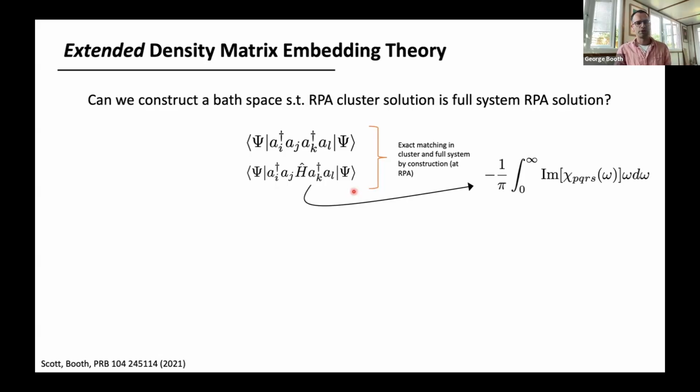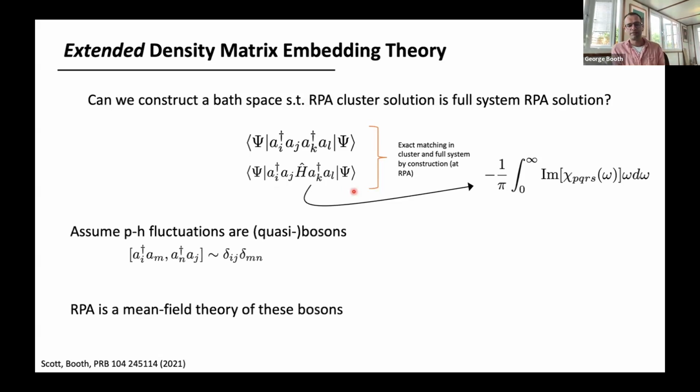So what we can do is recast the RPA to look a little bit like a mean field theory, in which case we can then reuse everything analogous to how bath spaces are constructed in the original density matrix embedding theory.